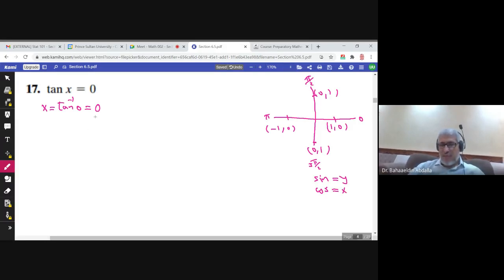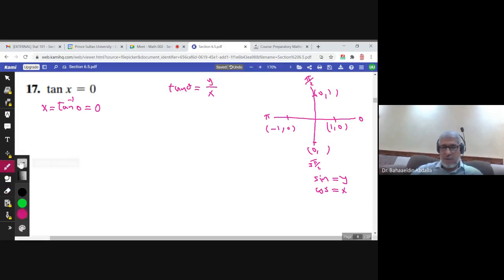So tan x is 0. Which angle has tan 0? What is tan? Tan theta is y over x. So 1 over 0 is not 0, undefined. This is 0 and negative 1. Negative 1 over 0, undefined. 0 over 1 is 0.